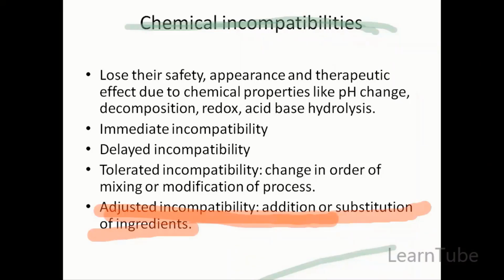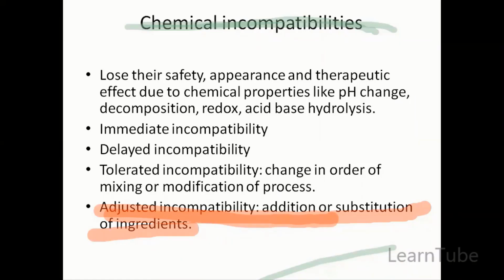Or the next thing is, you can also modify the process. If you are going for trituration, then instead of trituration, go for heating. Instead of heating, go for some other process. So by just changing the process or by changing the order of mixing, you can overcome that particular incompatibility. So that is known as tolerated incompatibility.